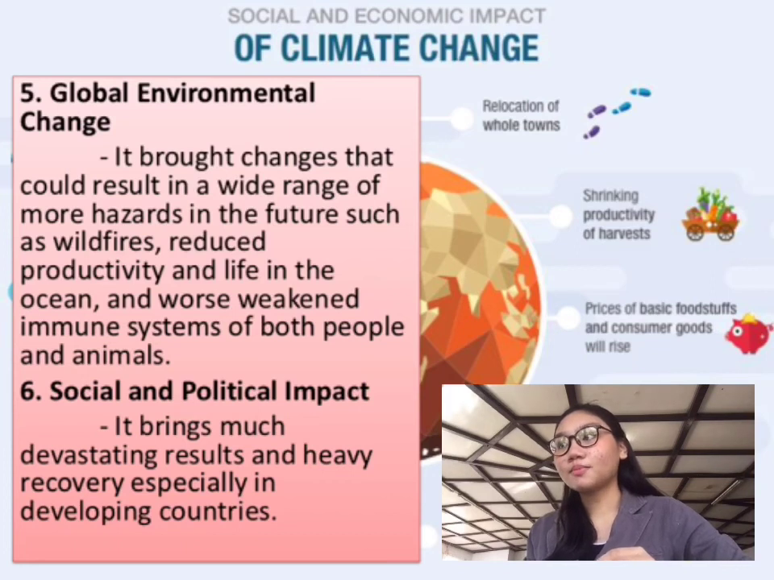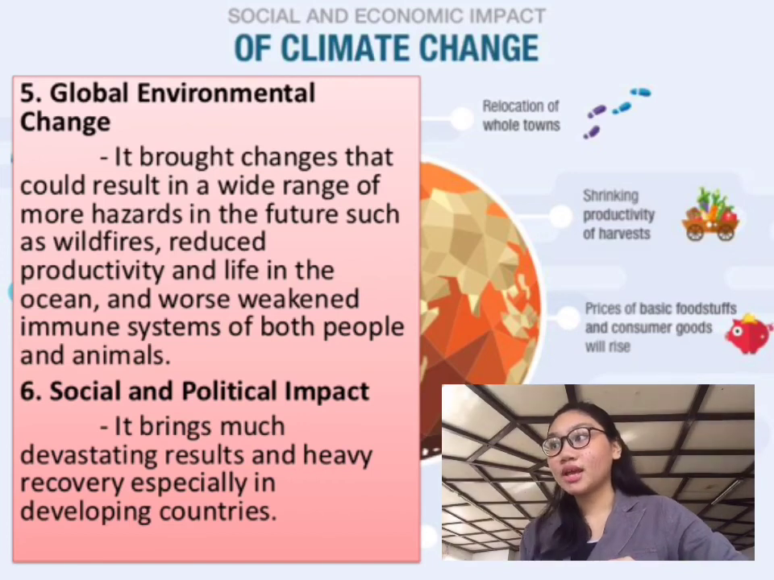The next effect brought by disasters is the social and political impact. It brings much devastating results and heavy recovery, especially in developing countries. One example is when the Super Typhoon Yolanda hit the Philippines back in 2013. Many people lost their homes and jobs during that time, which alarmed the national government on funding and helping the province on recovering. The affected provinces were placed under a state of national calamity, allowing the government to use state funds for relief and rehabilitation.